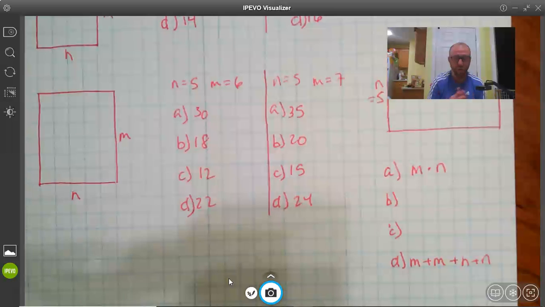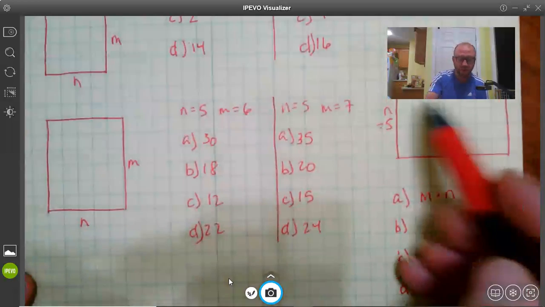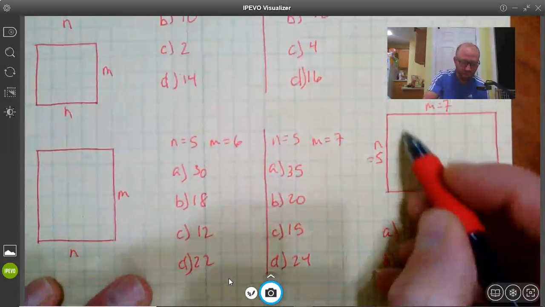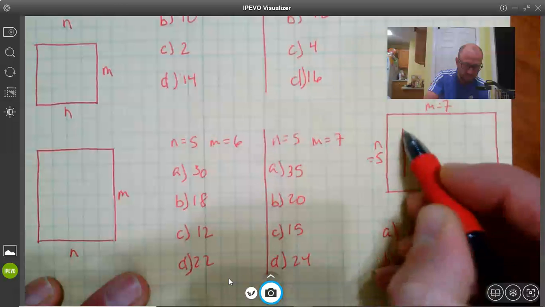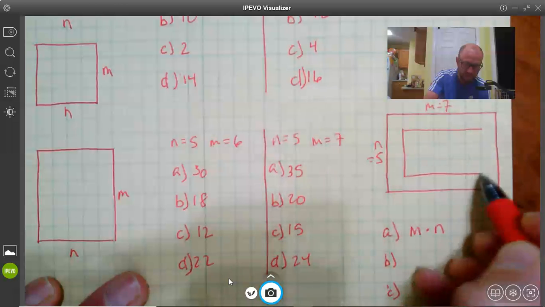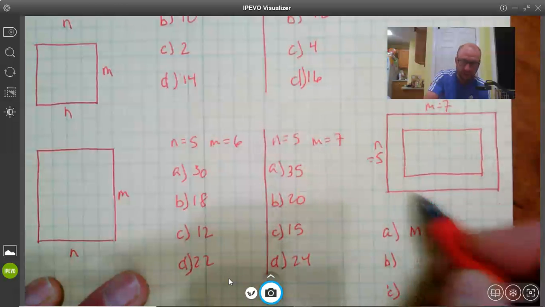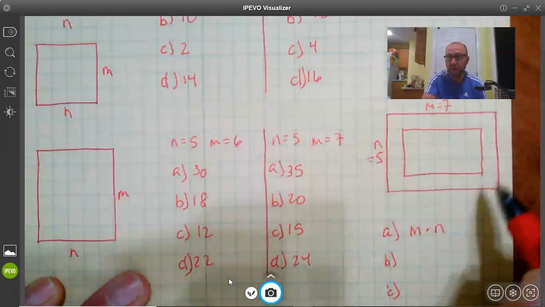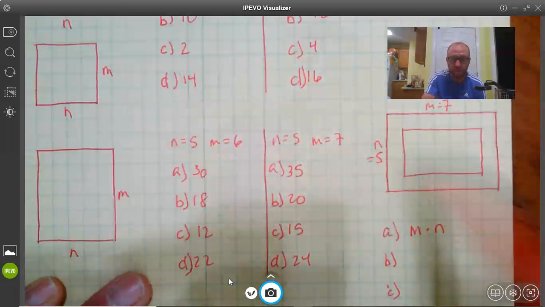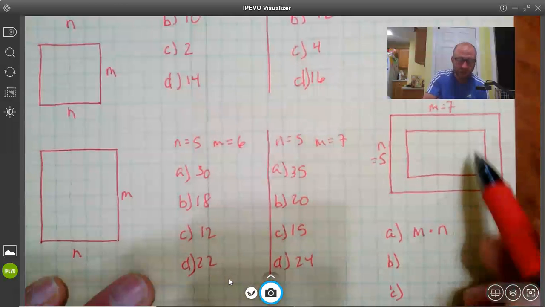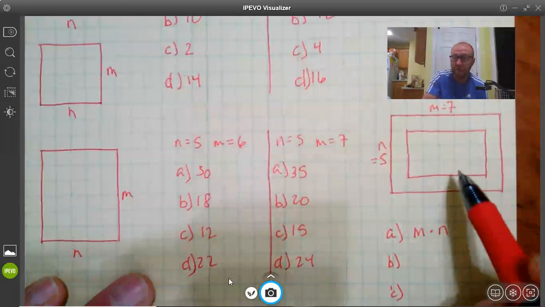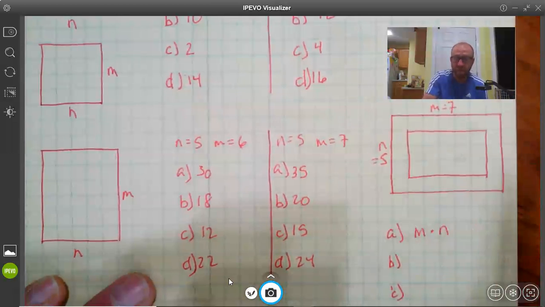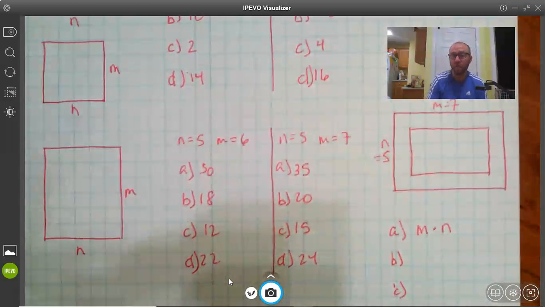So again, your goal is to write formulas for calculating those two things. The number of boxes around the outside edge: how do we calculate that based on the length and width of the rectangle? And how do we calculate the number of boxes on the inside? Again, just based on the length and width of the rectangle. Go with formulas for those.